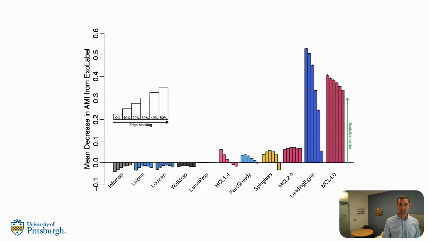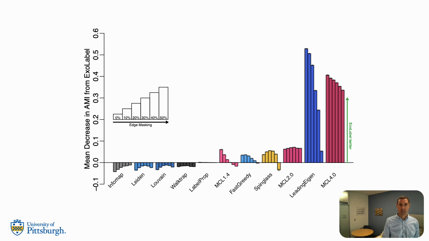What you can see here is algorithm performance relative to ExoLabel as different degrees of edges are masked, from 0% at the far left, which is the same as the data I showed you before, all the way up to 50% of the lowest weight edges. You can see that ExoLabel performs almost identically to label propagation in these simulations, which is what we expect because that's the algorithm that ExoLabel is based on. And it beats things like MCL using a high inflation parameter of 4.0 and leading eigenvalue.